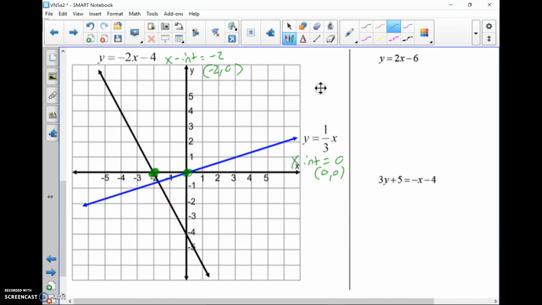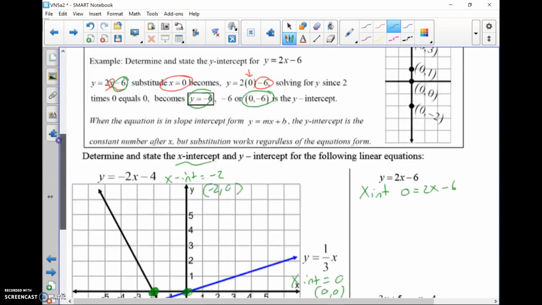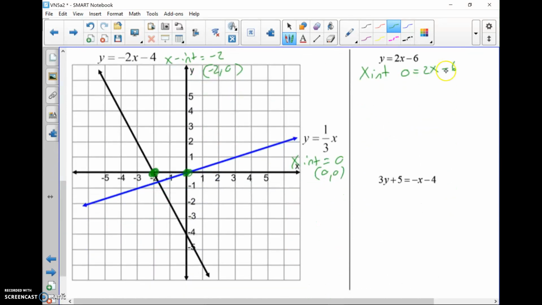The x-intercepts on the equations over here on the right, that's a little bit harder. So for the x-intercept, we make y equal to 0. So we're going to do 0 equals 2x minus 6. Is that the same equation from up here? 2x minus 6? Wow, it is. But anyways, we'll finish it. So we'll add 6 on both sides, 6 equals 2x, divide by 2, and we get x equals 3.